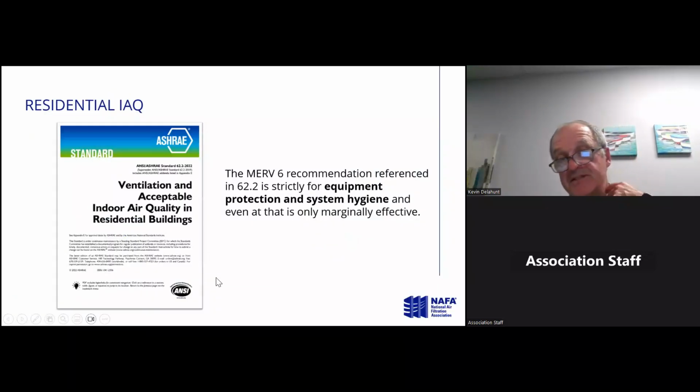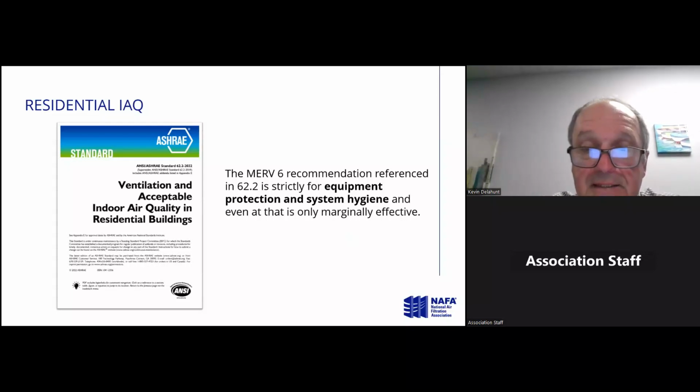And this is the ASHRAE standard. And if we look at MERV 6, it's really a product that will help protect the equipment and provide a bit of system hygiene. And even at that, it is only marginally effective. We don't think it's good enough at all.